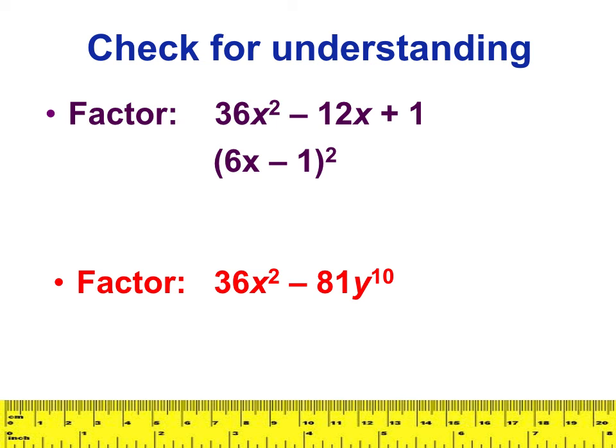Now the example in red is the difference of two squares, two perfect squares. So we're going to use two binomials. I've got the square root of 36x squared as the first slot, the square root of 81y to the 10th in the second slot, and don't forget your plus and your minus signs.